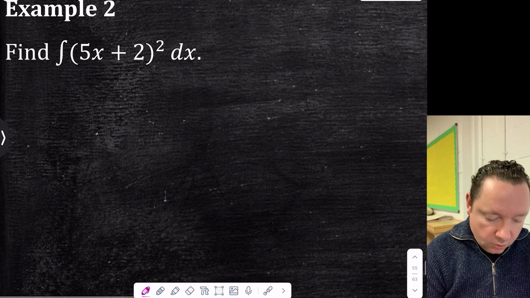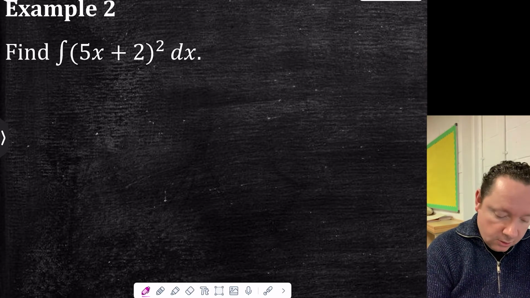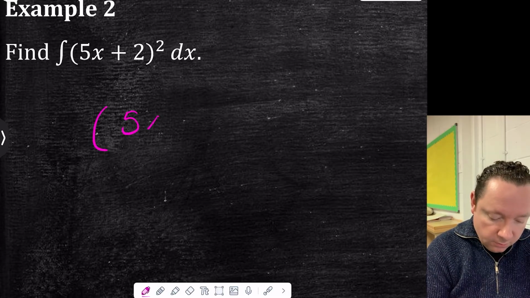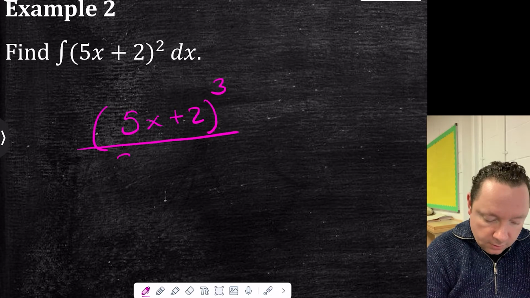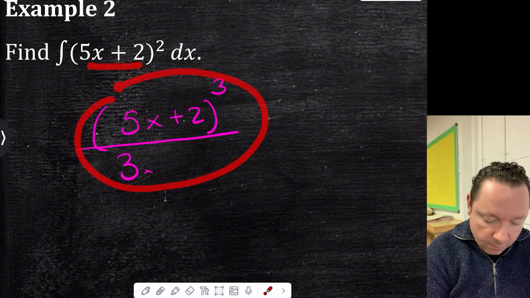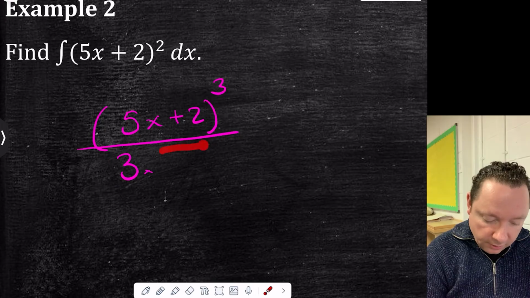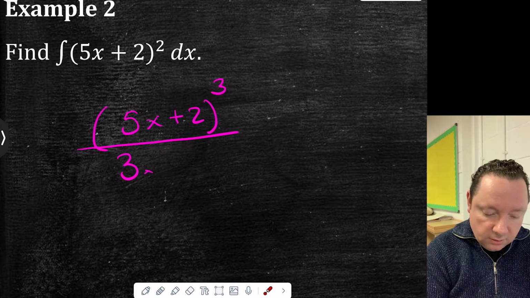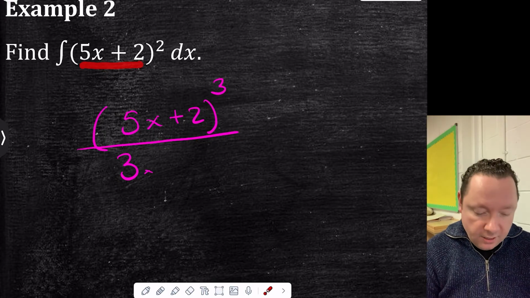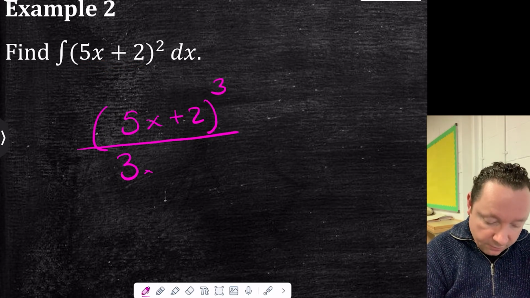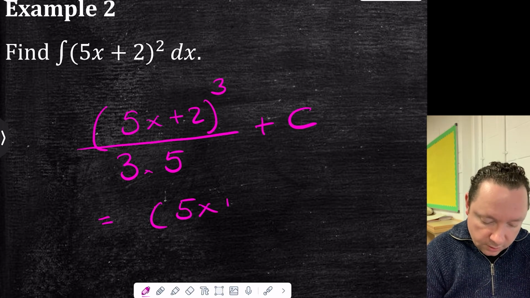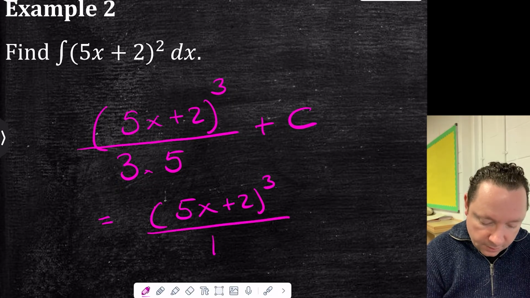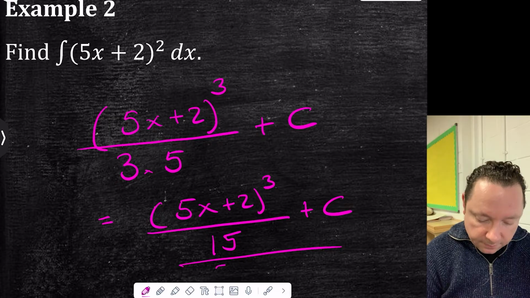Integration of brackets, example 2: integrate 5x plus 2 squared. So again, that gives me 5x plus 2, add 1 to the power, divide by the new power, and then we're really dividing by the derivative of 5x plus 2. But if you divide a fraction by a number, it's the same as just taking the fraction and putting the number underneath, so we can just put it there. So differentiate 5x plus 2, that's just 5, the number in front of x, so it's 3 times 5 on the bottom, plus c. That gives me 5x plus 2 cubed, all over 15, plus c, and we're done there.